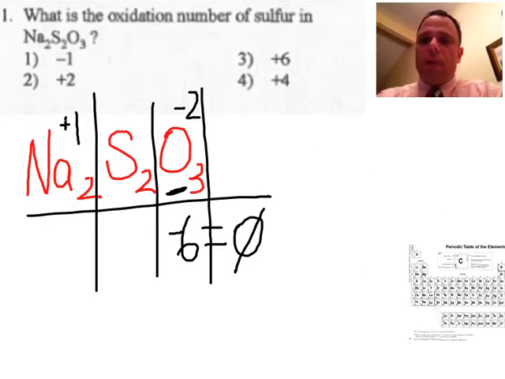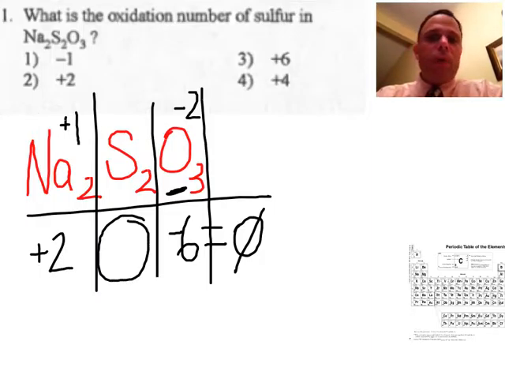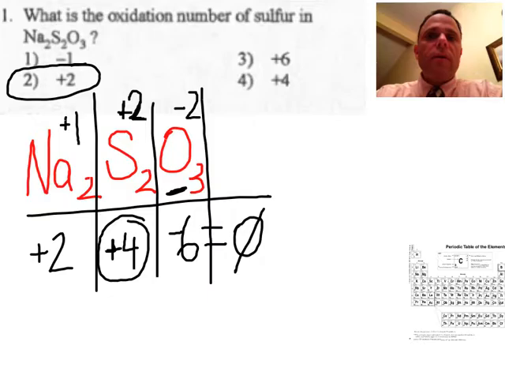So if sodium is +1, and we have 2 of them, we have +2. Now what must we combine with +2 and -6 to get a net charge of 0? +4. Now that +4 goes with the sulfur, but we have 2 sulfurs. So each sulfur must be a +2. Your choice.